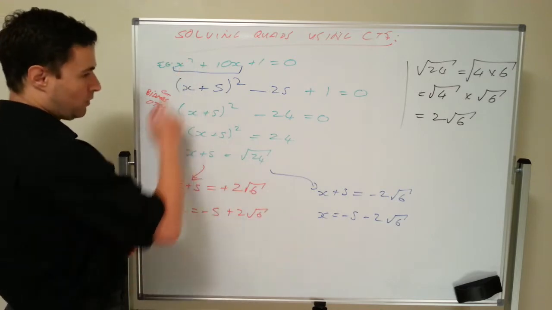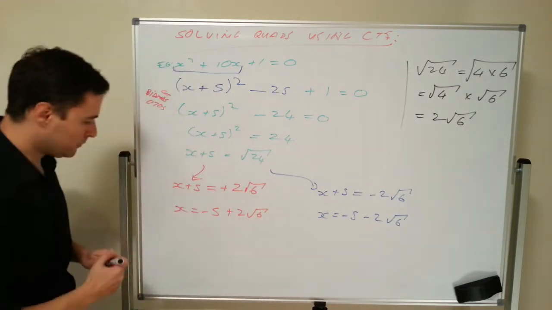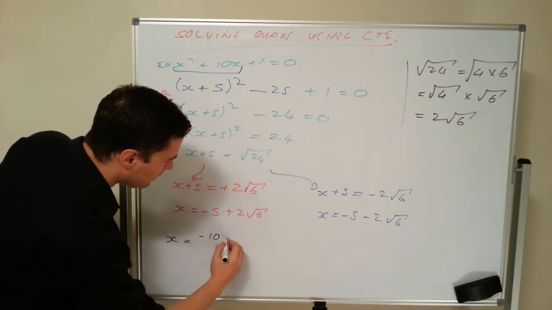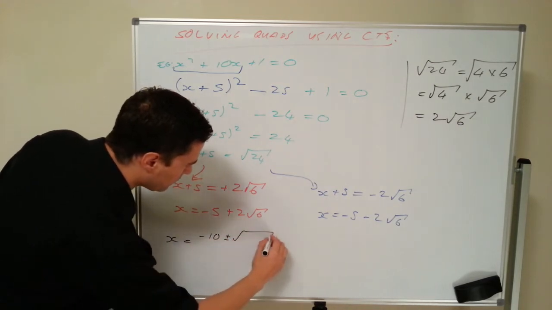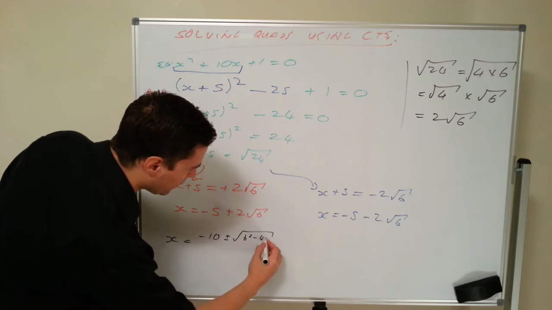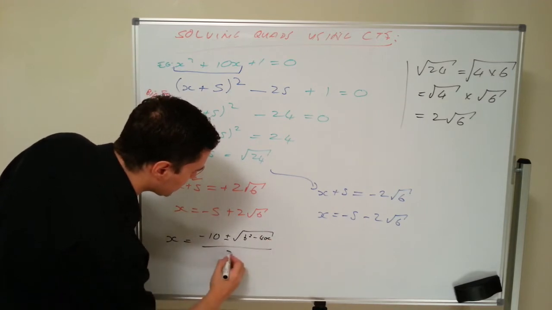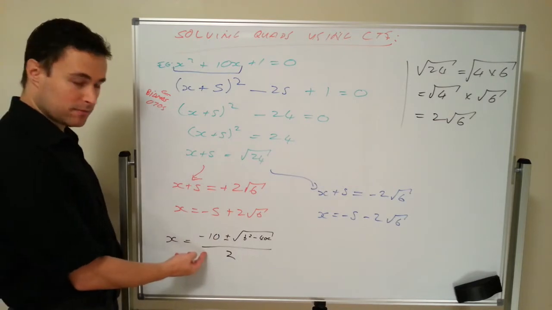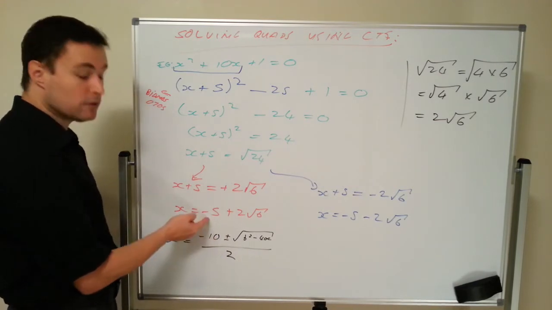The other thing I want to quickly show you is, take a look if I had to write out the quadratic formula. Minus 10 plus or minus the square root of b squared minus 4ac over 2 times a, where a is 1. This is just this. Minus 10 divided by 2, minus 5.